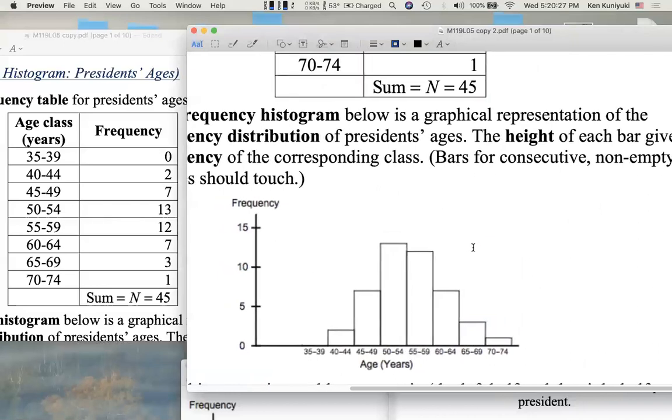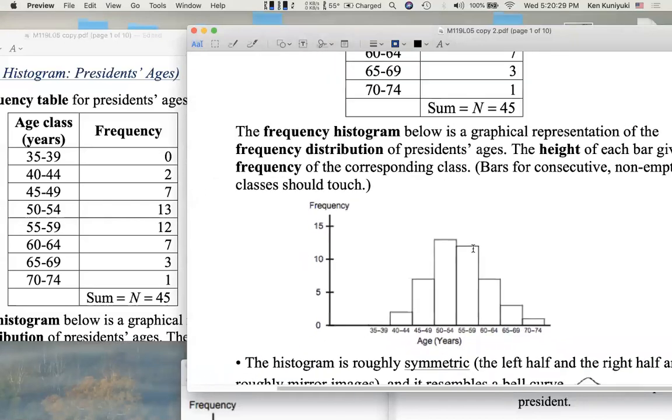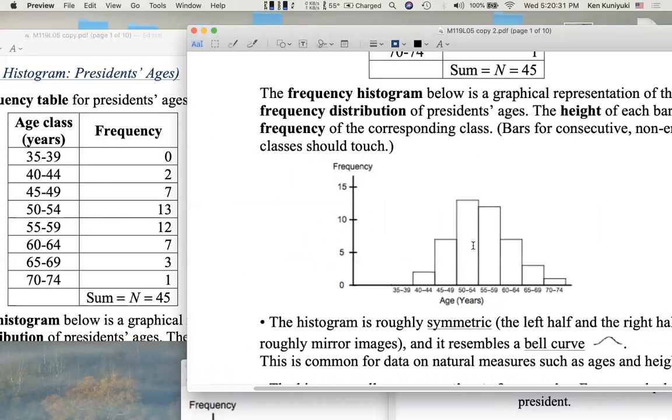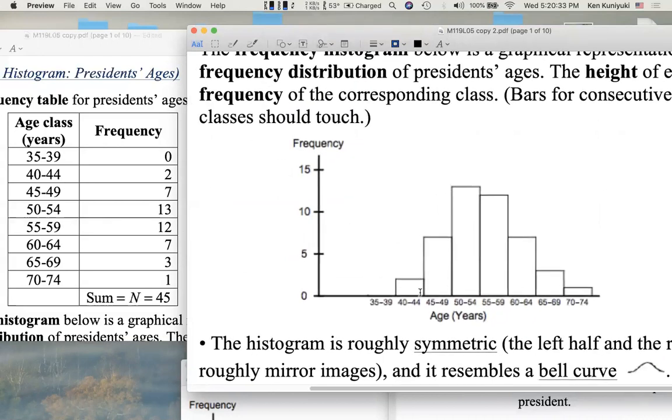by the way, bars for consecutive non-empty classes should touch, all right? So notice these bars are touching, and the high 30s class was empty, so there's no bar here. It's a flat bar, all right? Okay, so we have the 8 classes listed here along the horizontal axis. Age in years, that's the unit for the horizontal axis. The vertical axis is the frequency axis, all right?